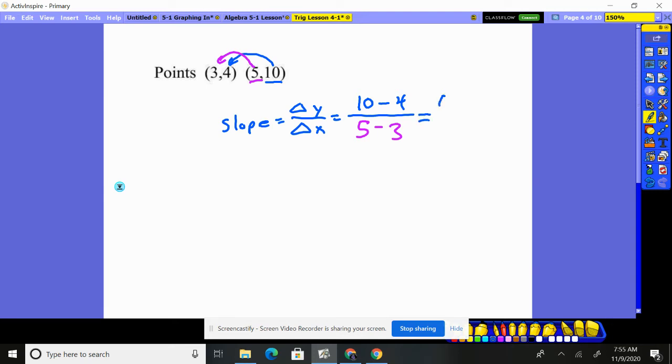The numbers would be the same. We'll have 6 over 2 here, which gives us 3. If I'd flipped the 3 and 5, you would have had 6 over -2, which would have made it -3. You'd be going the wrong direction. So that's slope. We've done that before. Should not be difficult. Simply subtract your y's, divided by subtract your x's. Just make sure you subtract them in the correct order.